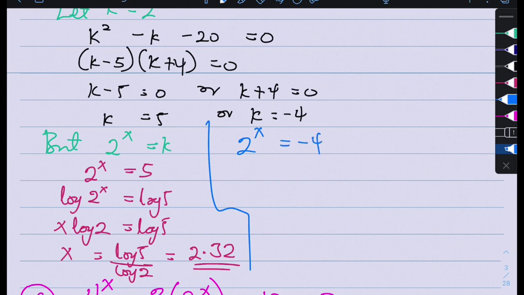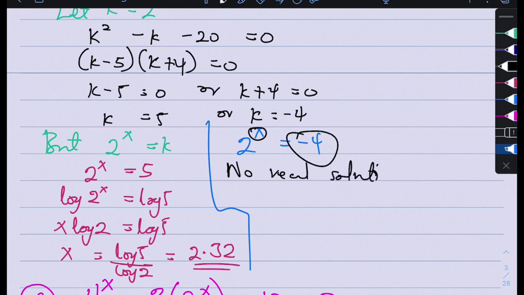Then you take the second case where you have 2 to the power x is now equal to negative 4. All right, now there's no solution to this problem because there's no value of x that when you input there, your final answer is going to be negative. So you can just say that no real solution. All right, so you just end here.